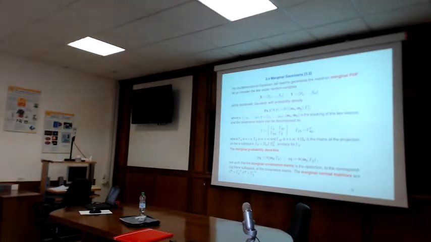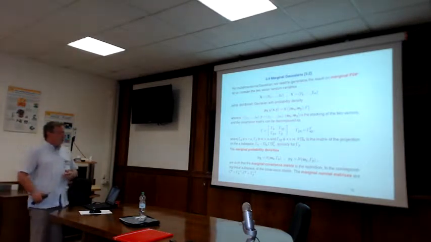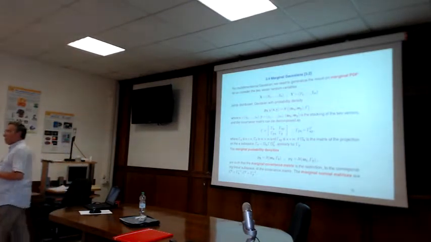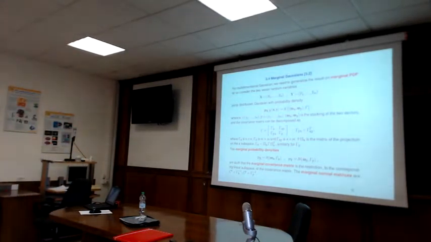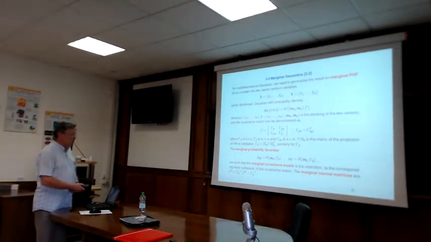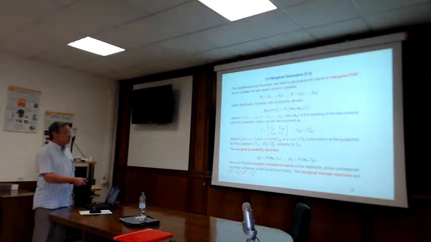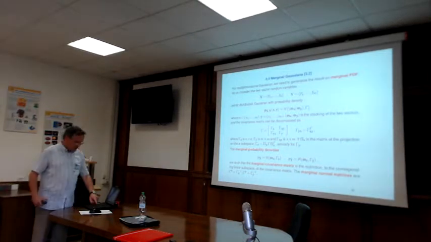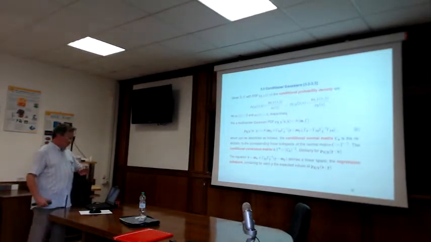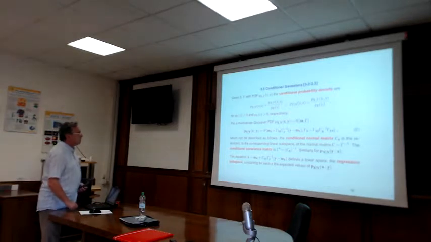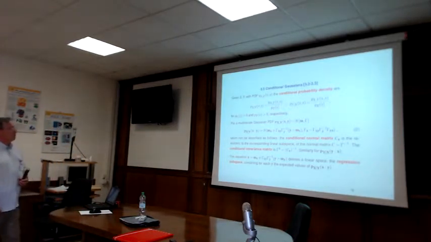And this is a very important property. So please remember this rule: the marginal covariance matrix is the submatrix of the full matrix. On the contrary, the marginal normal matrix cannot be computed taking a submatrix of the normal matrix, but must be computed as the inverse of the covariance.